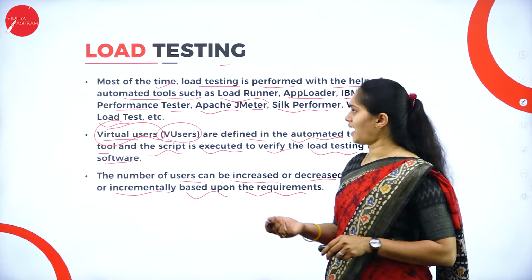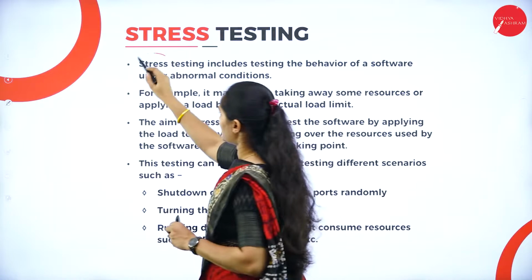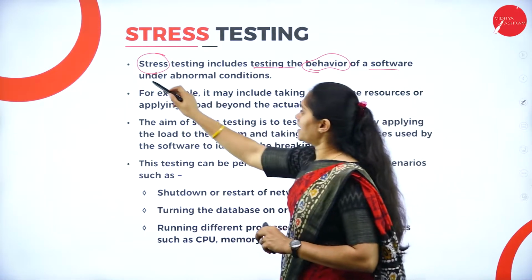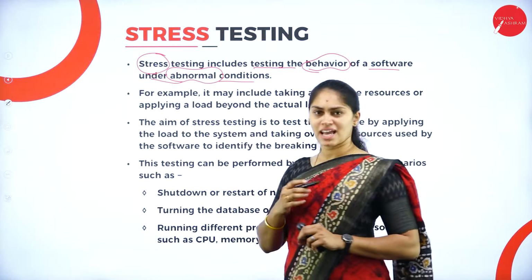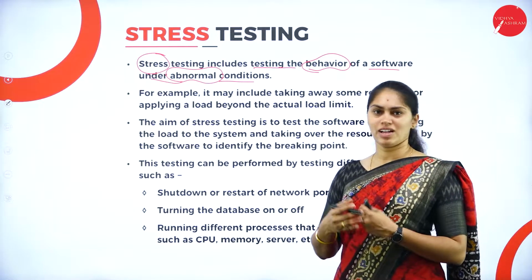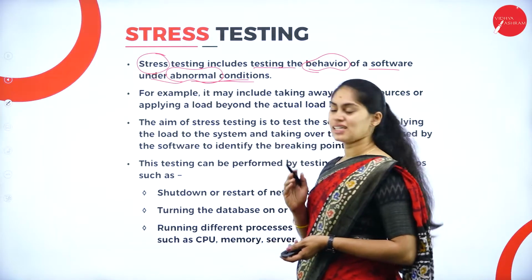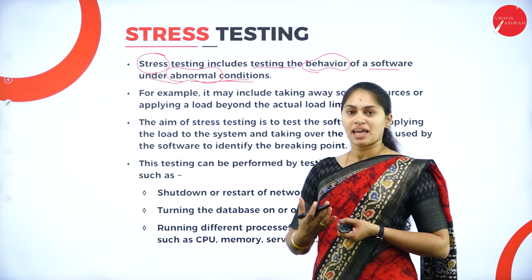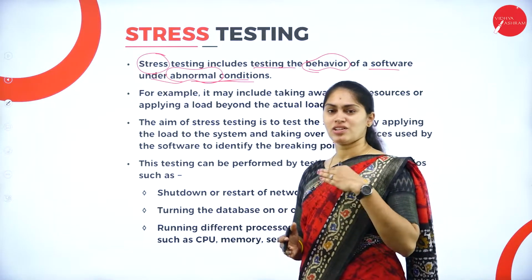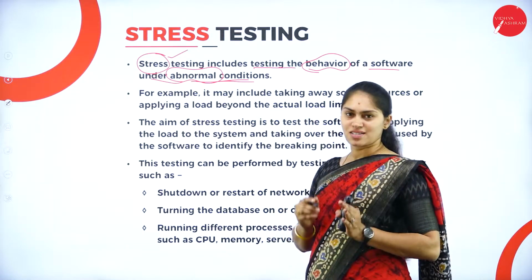Next, the second type is stress testing. As the name indicates, stress is regarding what? That includes testing the behavior of a software under abnormal conditions. If everything is fine, then the working condition of that software will also be fine. How will it behave at the time of abnormal conditions? Then we check the ability of a software at the time when the situation or condition is not normal. We call that kind of testing stress testing.